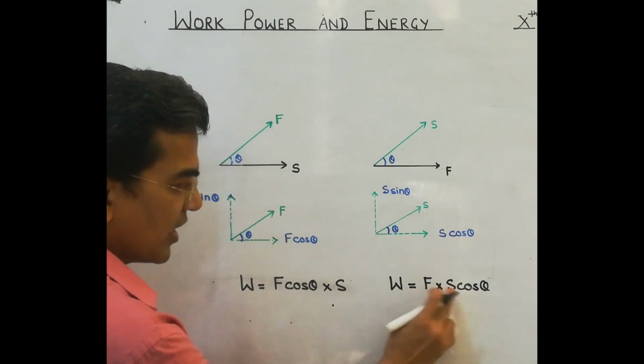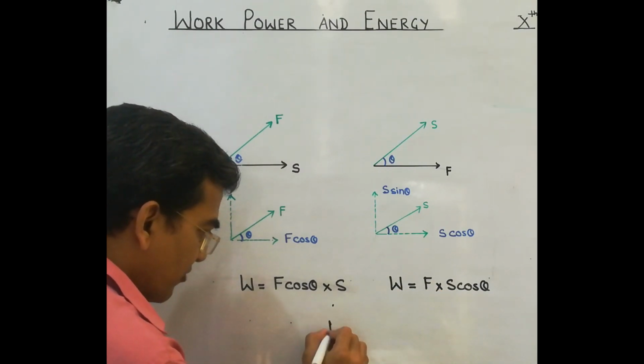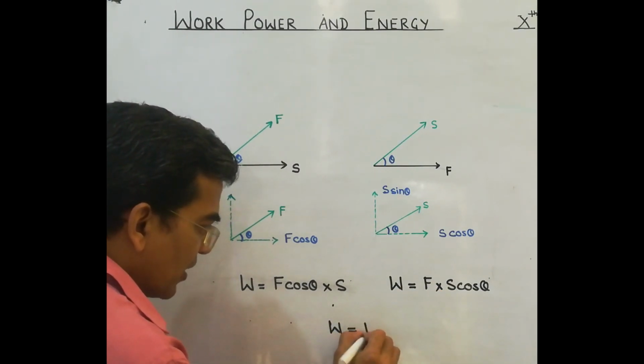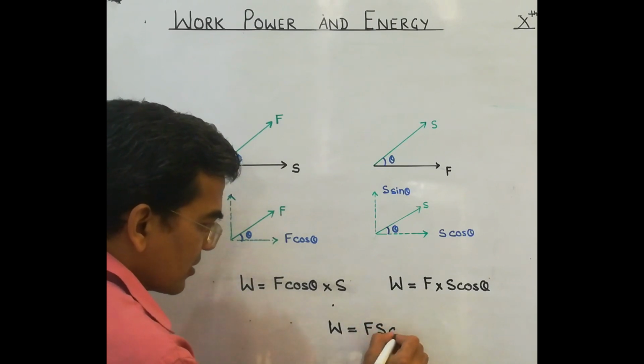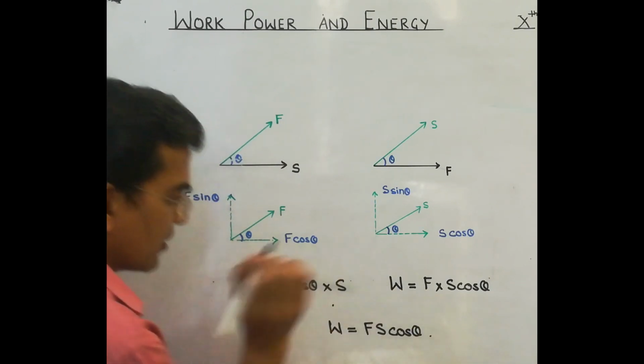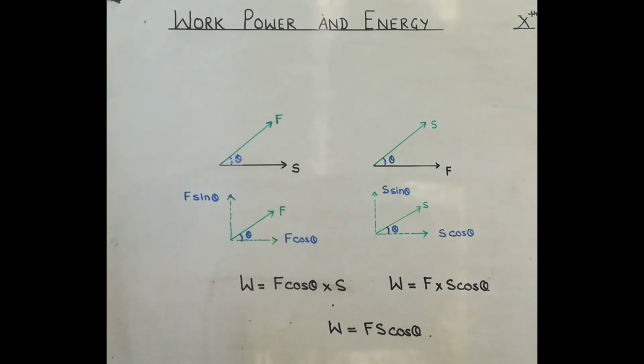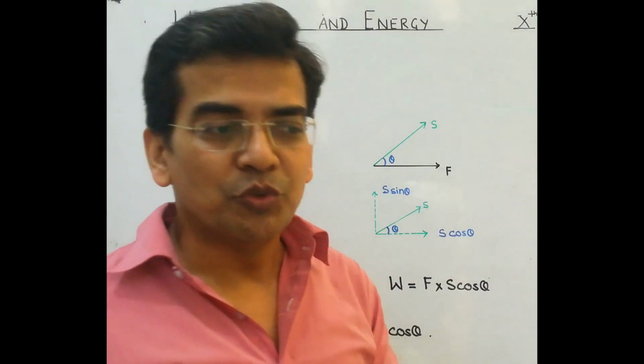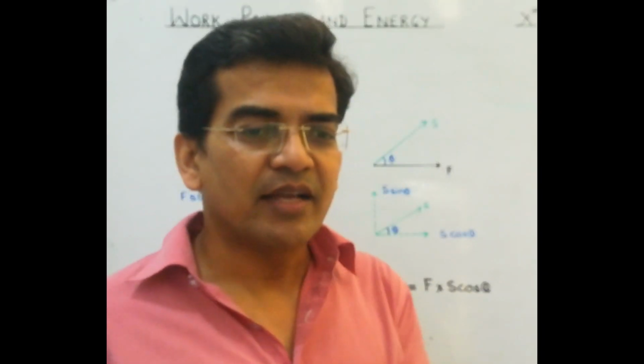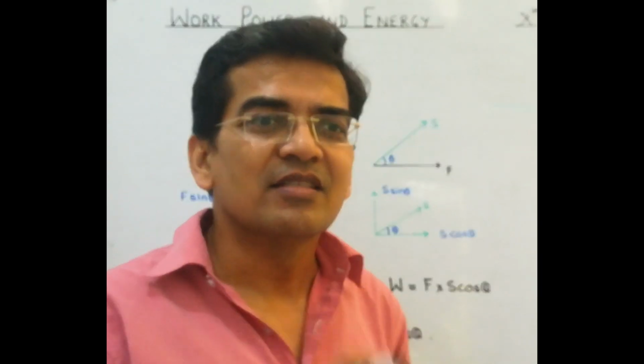So finally we can say the work formula is F S cos theta. This is the formula for work done, F S cos theta. Hope this point is clear to you. Here, see again, we have taken force and displacement in different directions. And remember, to get the work done, you need force and displacement to be in the same direction.